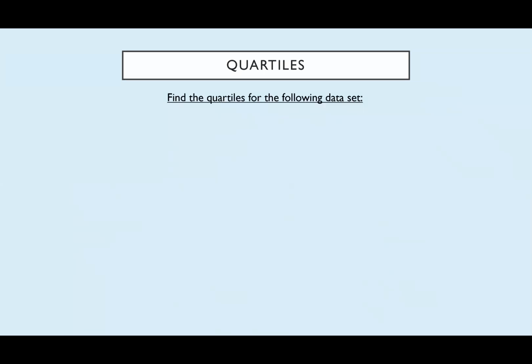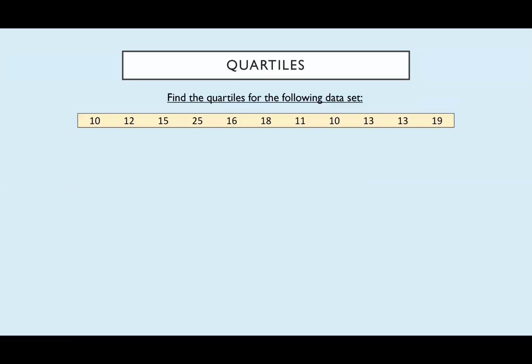So let's do another example. Let's find the quartiles for the following data set. Here we have a list of data. The first thing you want to do is order your data, because if it's not ordered, you can't find the median or the quartiles. Once your data is ordered, go ahead and locate the median first. Because we have 1, 2, 3, 4, 5, 6, 7, 8, 9, 10, 11 data values, we know that our median is going to be among the list. So it's going to be that middle 13 right there.